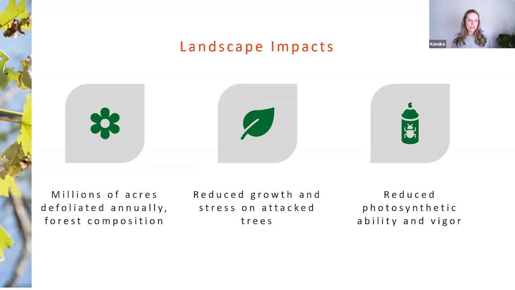Now, how do these guys specifically impact the landscape, and why are we so concerned about them? Spongy moth in the US is capable of defoliating millions of acres annually. And with that, not only are we seeing reduced growth or stress on these attacked trees, we're also seeing reduced photosynthetic ability and vigor. But finally, we're seeing this really interesting change in forest composition that can occur when these forested areas are defoliated. We're changing the amount of light that's able to come through and hit the forest floor. And we can have severe impacts on the overall forest composition of that area.